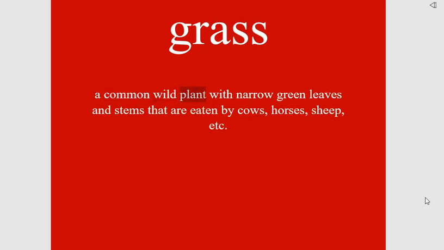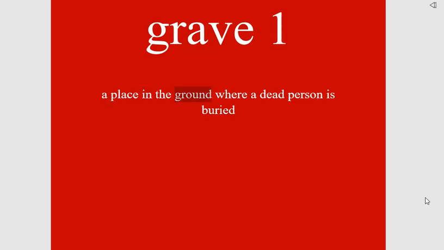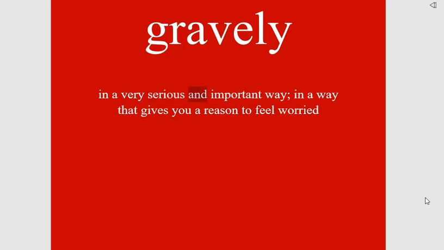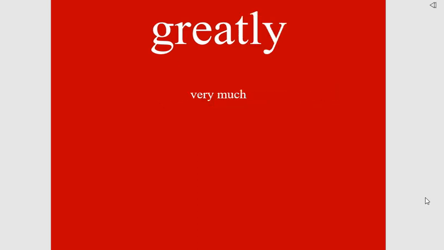Grass. A common wild plant with narrow green leaves and stems that are eaten by cows, horses, sheep, etc. Grateful. Feeling or showing thanks because somebody has done something kind for you or has done as you asked. Grave 1. A place in the ground where a dead person is buried. Grave 2. Very serious and important, giving you a reason to feel worried. Gravely. In a very serious and important way, in a way that gives you a reason to feel worried. Great. Very large, much bigger than average in size or quantity. Greatly.